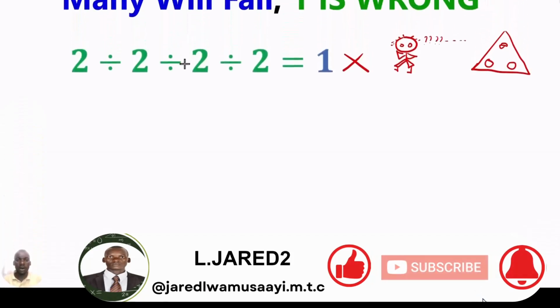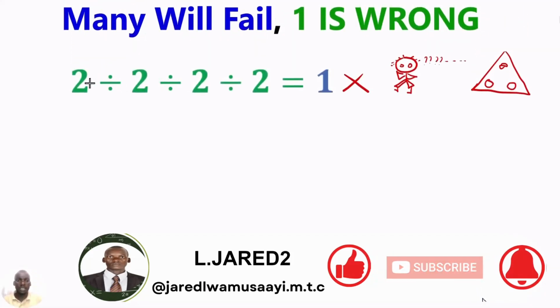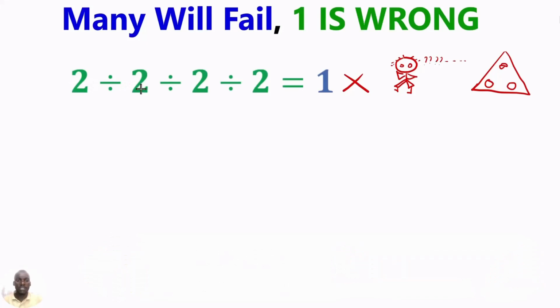Tonight we have our math trick, which is 2 divided by 2 divided by 2 still divided by 2. We are saying that it equals 1, but we have a cross, implying that 1 as a result is a wrong answer to this math trick question. So 1 is a wrong answer, and we are going to walk through the wrong approach, and then the correct approach.